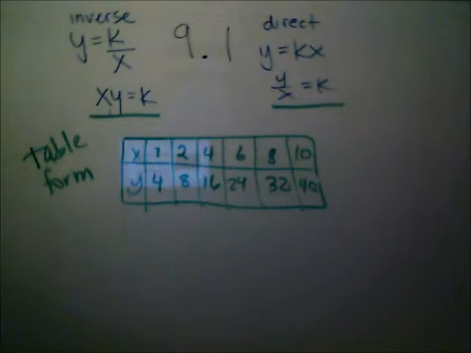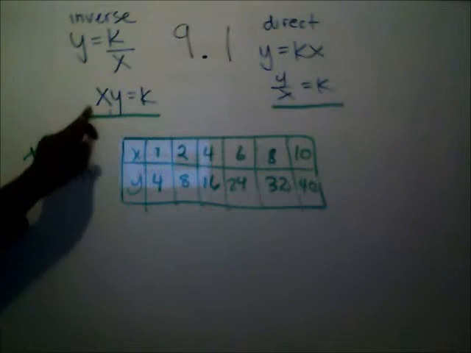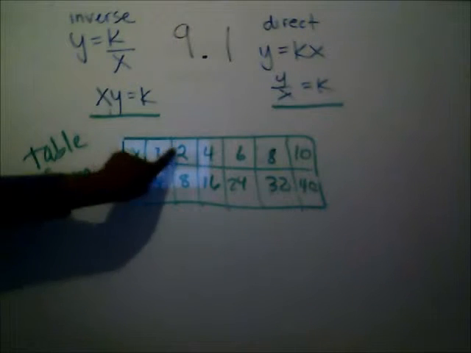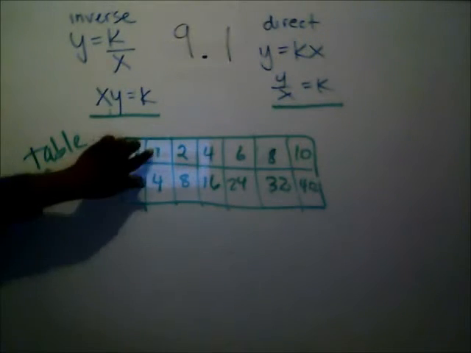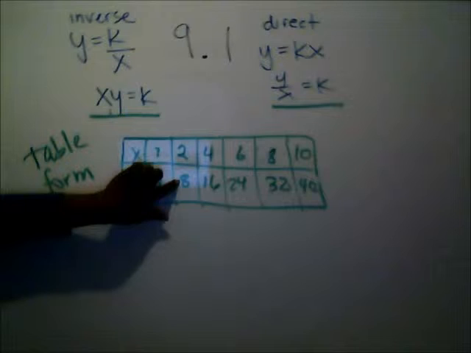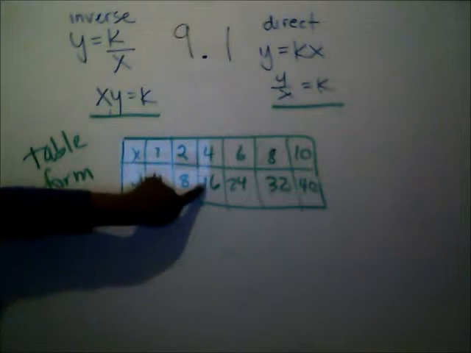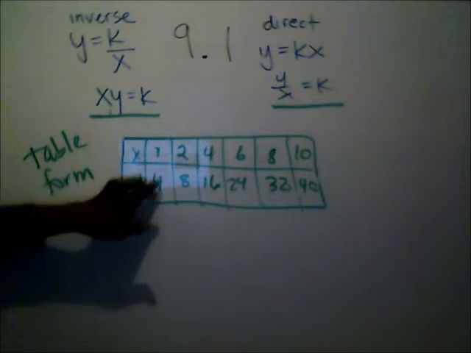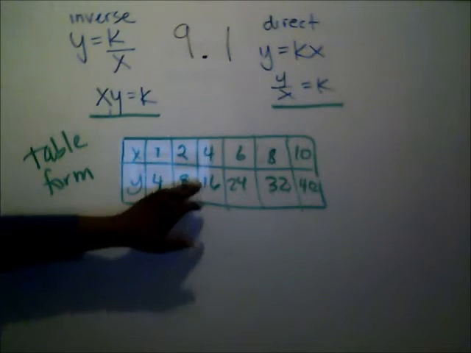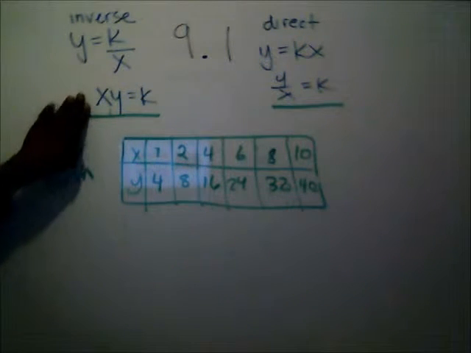So let's say this is what we have here. Now, let's try it both ways. So if we were to multiply, we want to see if we multiply x and y each time, do we get the same number? So 1 times 4 is 4, 2 times 8 is 16. Oh, we're not getting the same number. 4 times 16 is 64. So when we're multiplying top and bottom, x times y, we're getting different numbers. So it's not going to be inversely related.